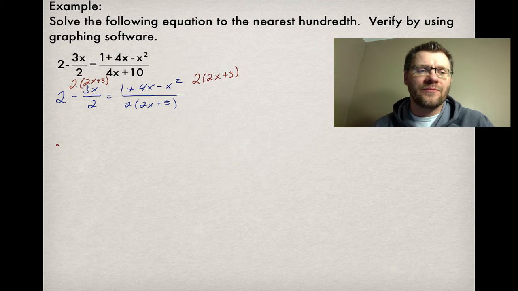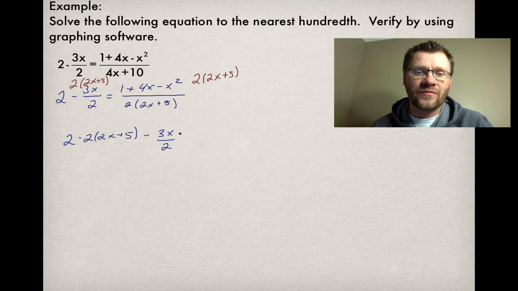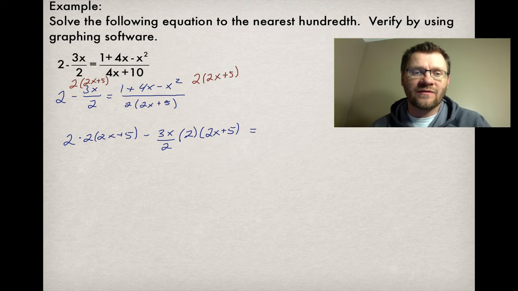So when we do that, we get, on the left-hand side, 2 times 2 times 2x plus 5. And then we get negative 3x over 2 times 2 times 2x plus 5. And then on the right-hand side, these 2 times 2x plus 5s cancel each other out entirely.